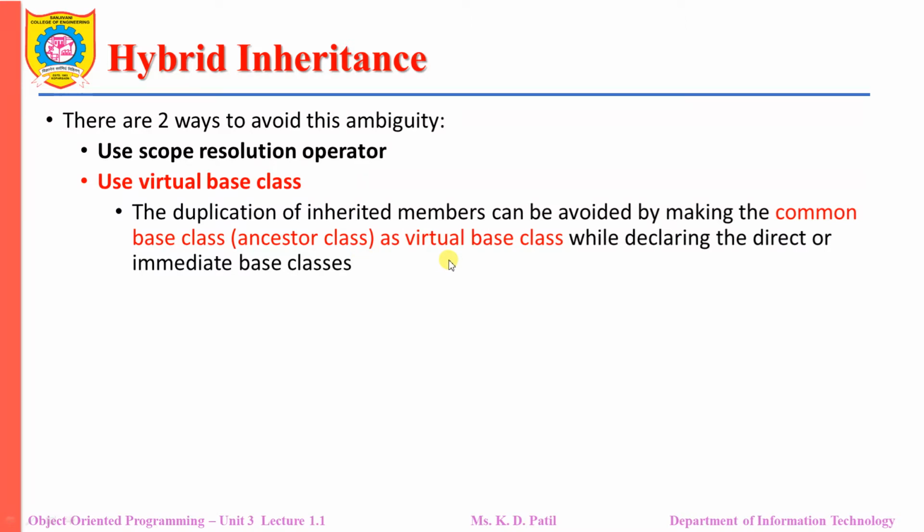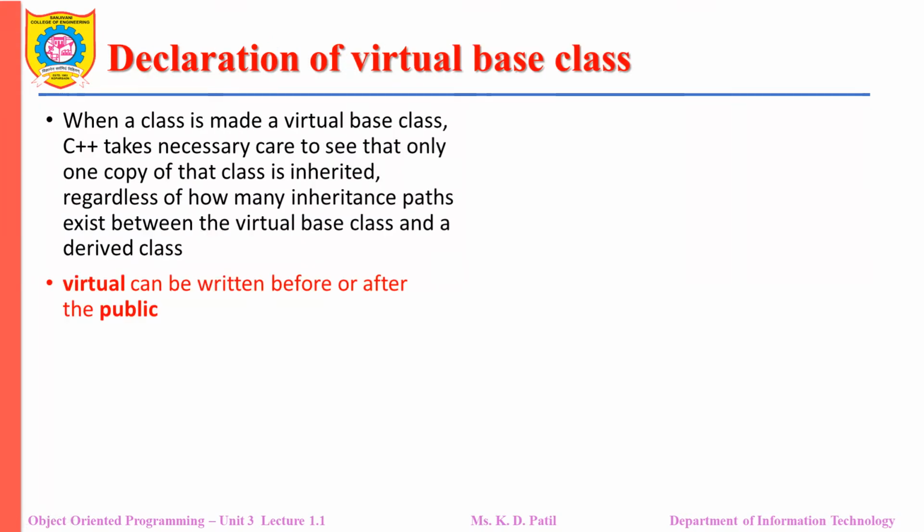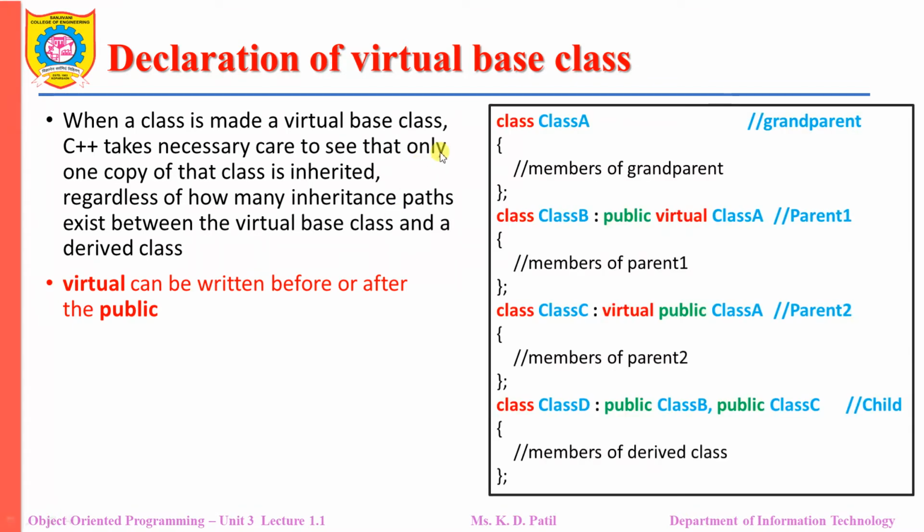But when to declare this class as a virtual base class? At the time when we declare the direct or immediate base classes, at that time this ancestor class, or the grandparent, or you can say the indirect base class, can be made a virtual base class. Now let us see how it can be done with the syntax. When a class is made a virtual base class, C++ takes necessary care to see that only one copy of that class is inherited, regardless of how many inheritance paths exist between the virtual base class and the derived class. Now, let us see the example over here.